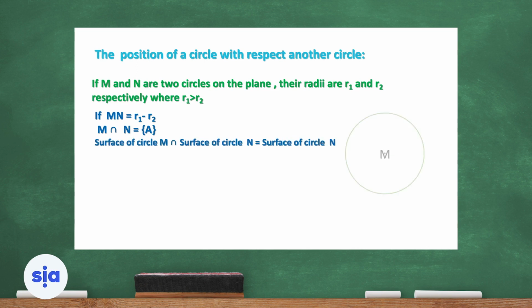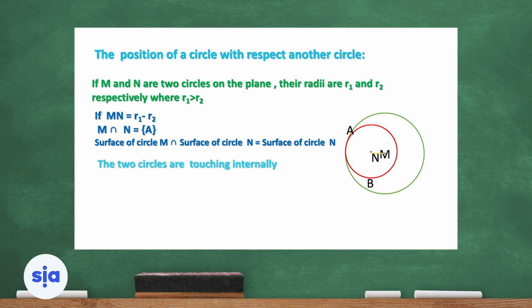If MN equals R1 minus R2, as you will see now. So M intersects N at point A, and the surface of circle M intersects the surface of circle N at the surface of circle N. So this means that the two circles are touching each other internally.